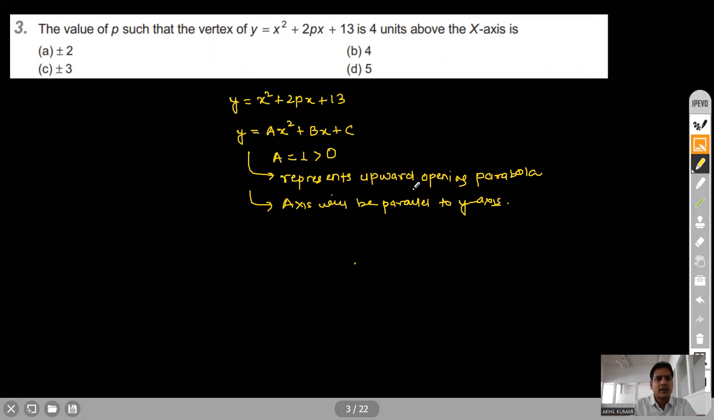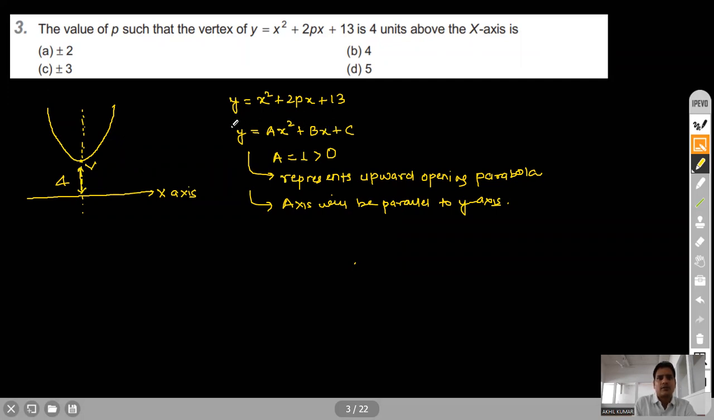Okay, so if we draw a rough sketch of this parabola, this will be the axis of the parabola, and there will be the x-axis somewhere around here. This is our vertex, and its distance from the x-axis, this distance, is given as 4 units.